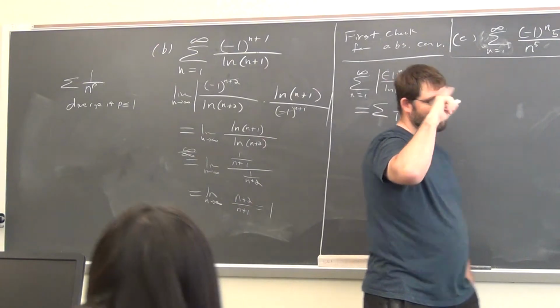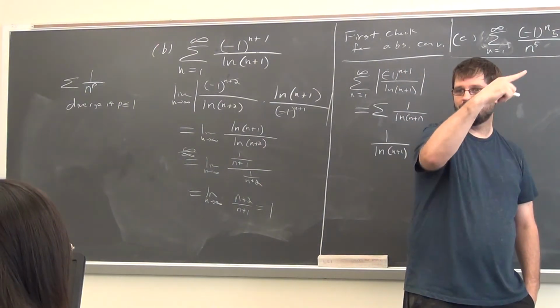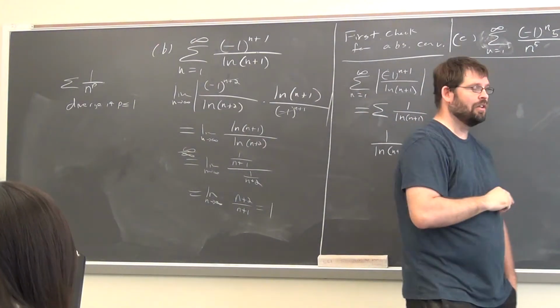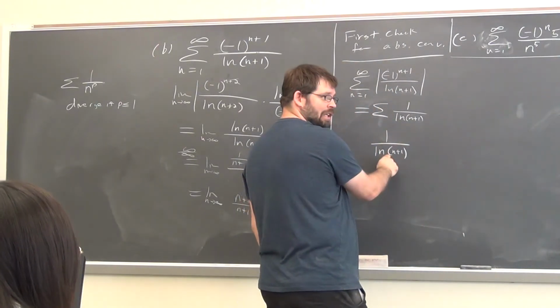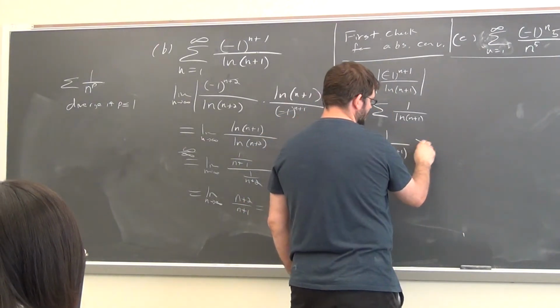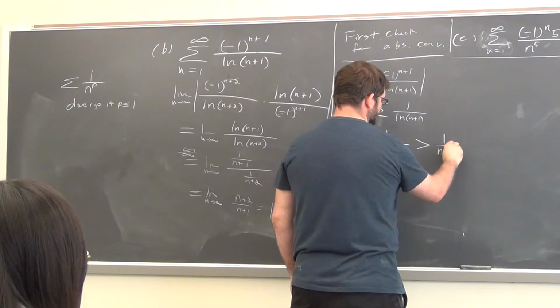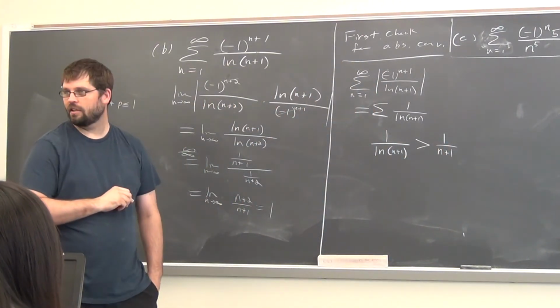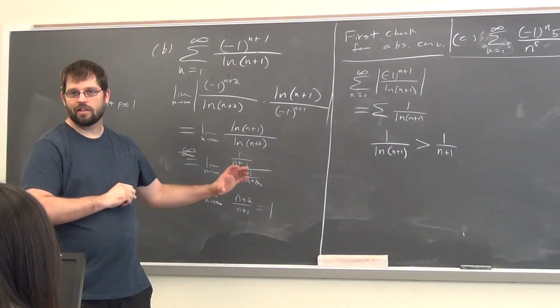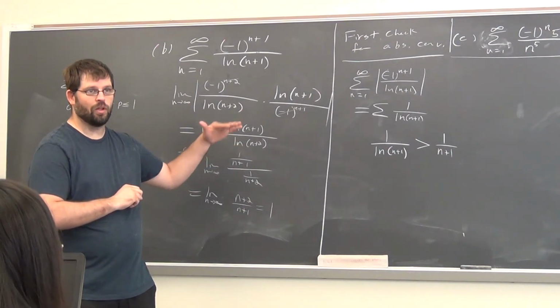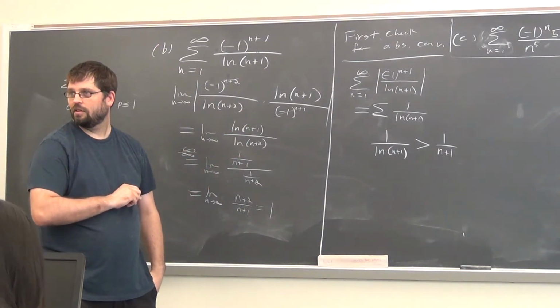What does log do? It grows really slowly, right? It goes off to infinity, but really slow. And so 1 over log is going to be bigger than 1 over the thing inside the log. Log's smaller than n, so 1 over log will be bigger than 1 over that.